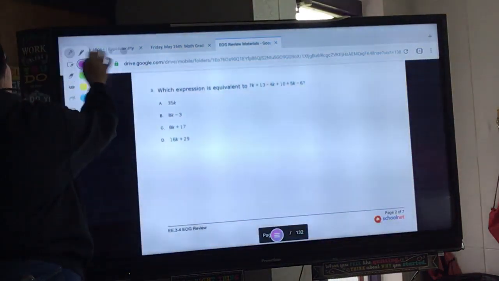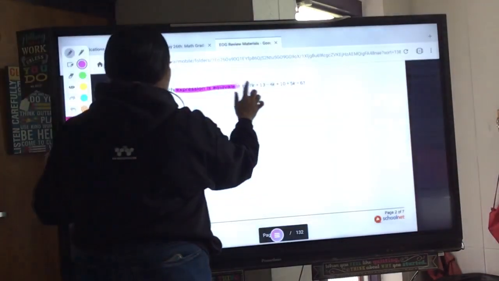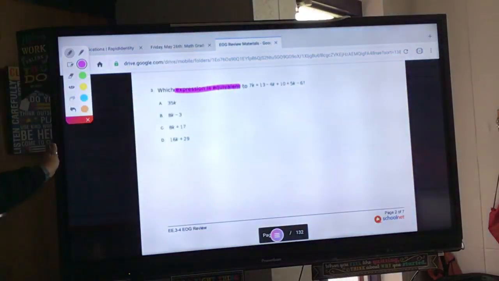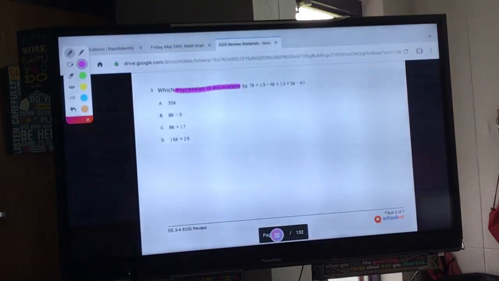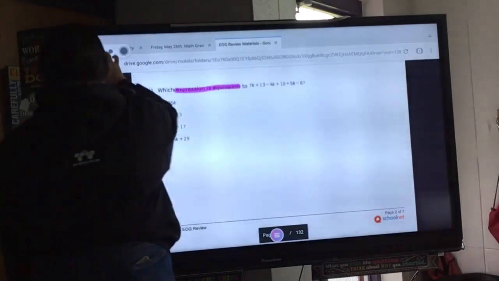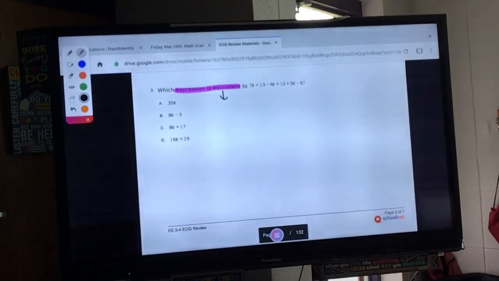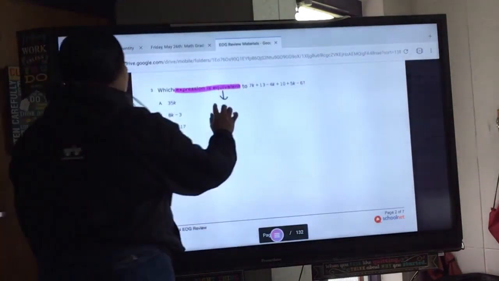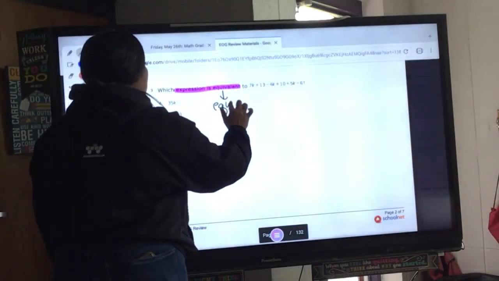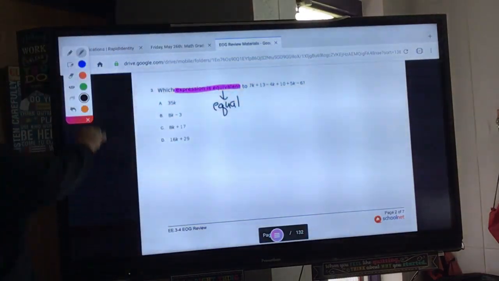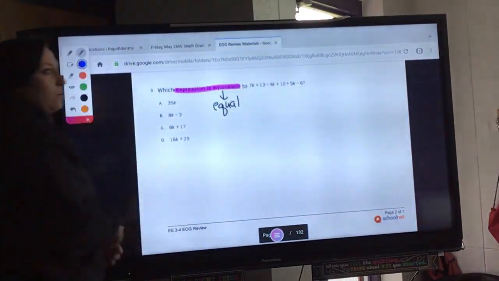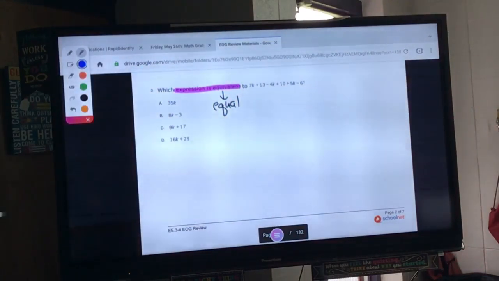All right, so it says, which expression is equivalent to 7k plus 13 minus 4k plus 10 plus 5k minus 6? Equivalent means what? Isaac? Equal to. So we are looking for something that is equal to that. Now, what do we have to do here? Are we solving this problem? No, there's no equal sign. We are not solving. What do we have to do though?